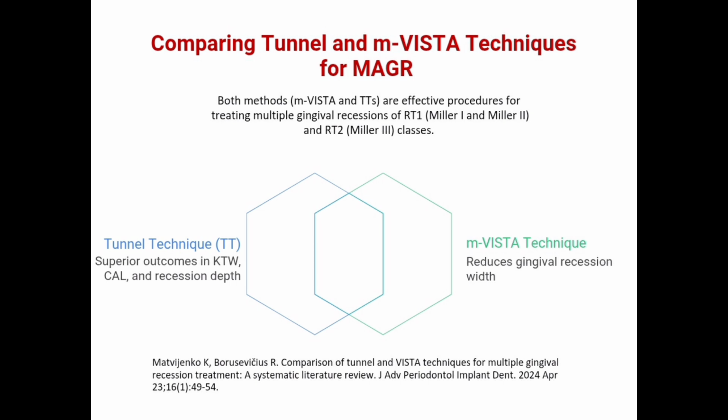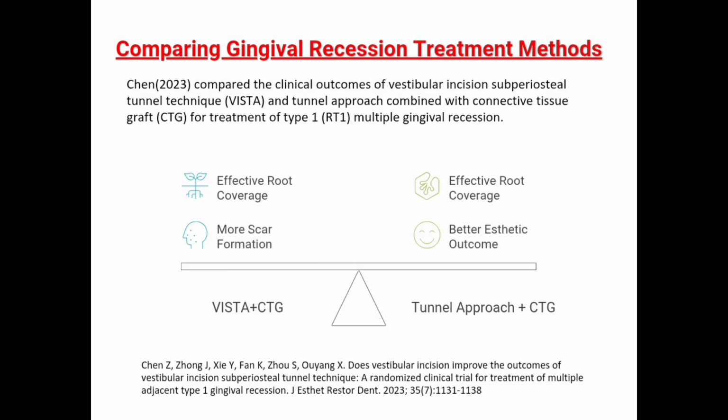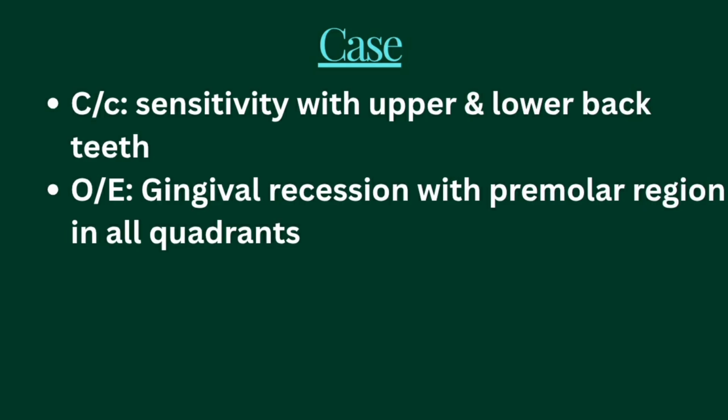Another study by Chen in 2022 used VISTA and tunnel technique along with connective tissue graft to treat RT1 multiple gingival recessions. Both techniques were found to be effective in achieving root coverage. VISTA plus CTG had slightly more scar formation, whereas tunnel with CTG was better in aesthetic outcomes. Let's go ahead with our case.